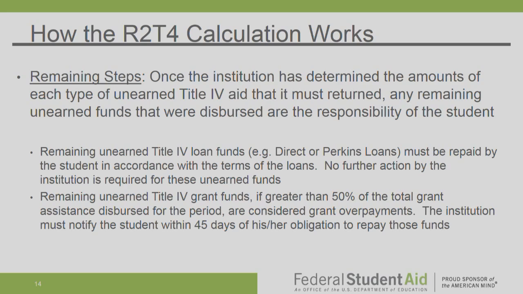Remaining unearned Title IV grant funds, if greater than 50% of the total grant assistance disbursed for the period, are considered grant overpayments, and the institution must notify the student within 45 days of his or her obligation to repay those funds. That's super important because the student may be ineligible for future financial aid until those grant overpayments are taken care of.